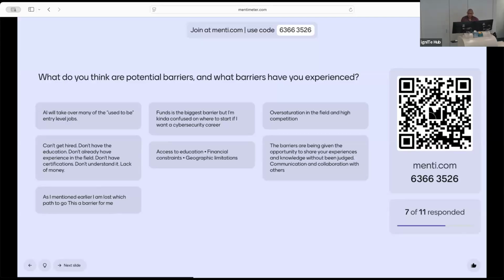"The barriers are being given the opportunity to share your experiences and knowledge without being judged, communication and collaboration with others." That is huge. We are going to be talking a lot about this in the next three Wednesdays, specifically about soft skills. And "as I mentioned earlier, I'm lost on which path to go. This is a barrier for me." It is. Thank you so much for all those answers. They are very good answers.